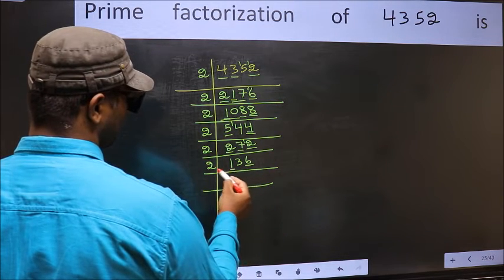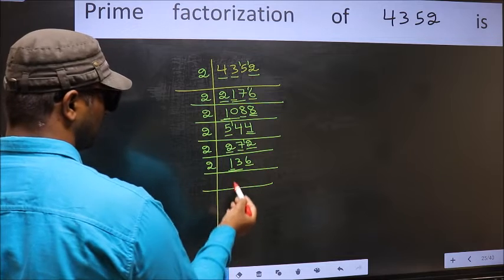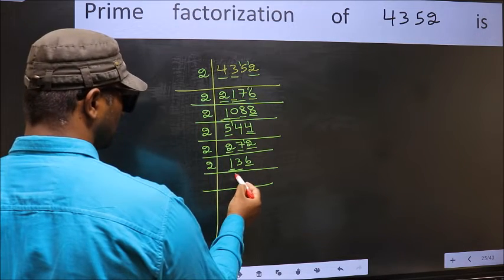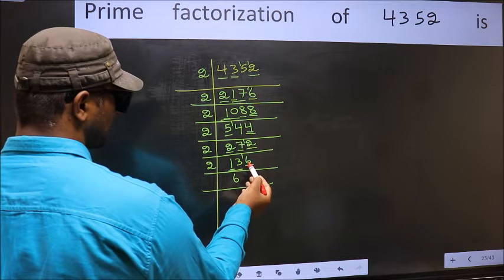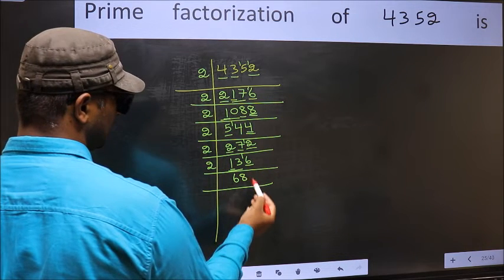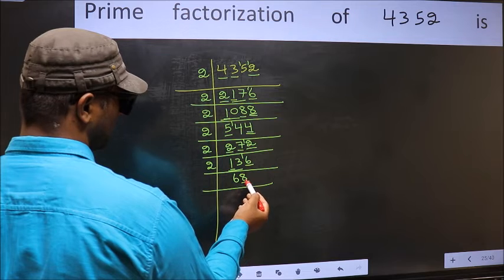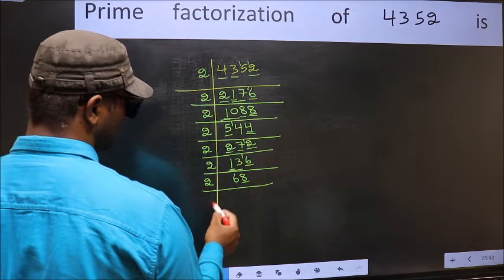First number 1 is smaller than 2, so take 2 numbers, 13. A number close to 13 in the 2 table is 2 6's 12. 13 minus 12, 1. 1 carried forward, 16. When do we get 16 in the 2 table? 2 8's 16. Now the last digit 8 is even, so take 2.